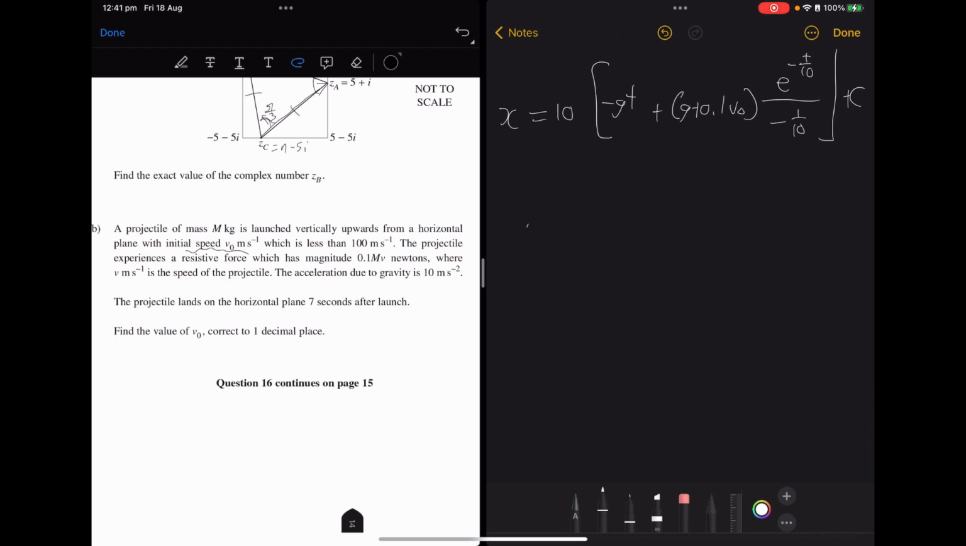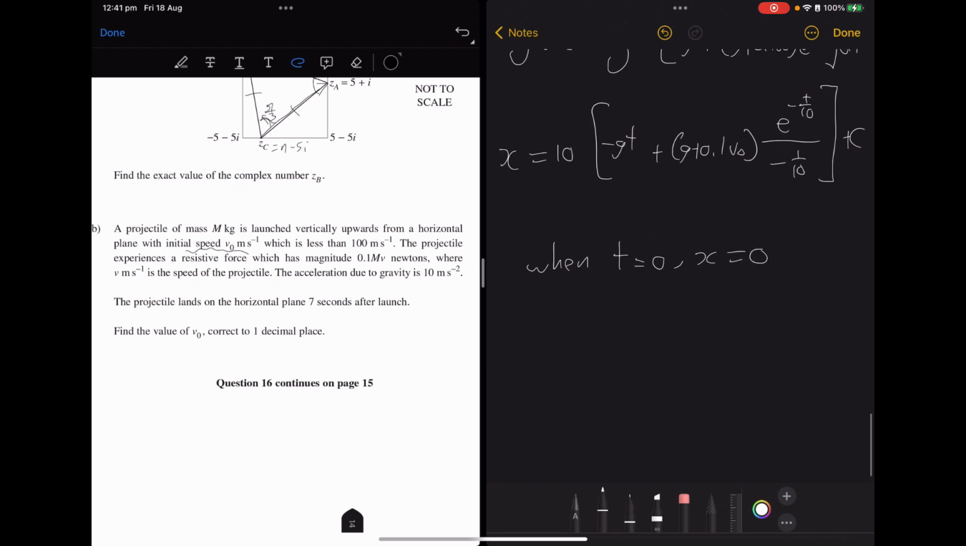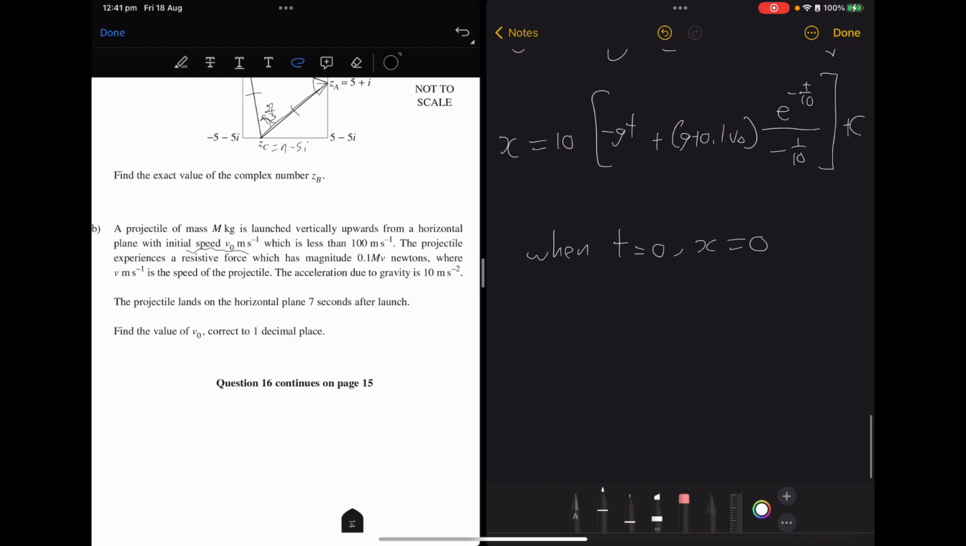So now we get our initial conditions. When t equals 0, we know x is 0 because it's at the horizontal plane initially. So then we sub that all in. So 0 equals 10 times (0 plus (g plus 0.1 v naught) e to the 0, which is just 1, over negative 10, which is just times negative 10) plus c.